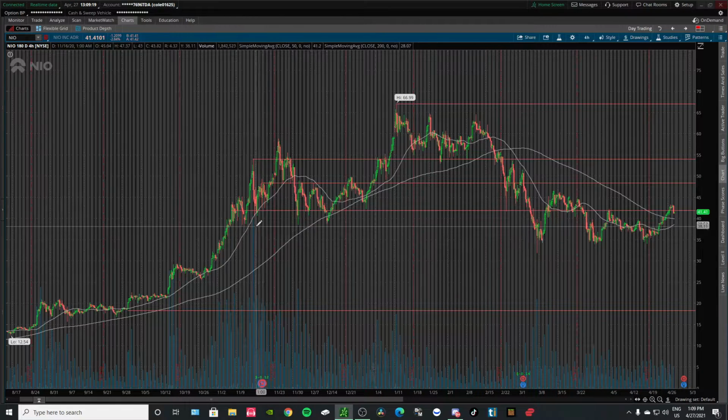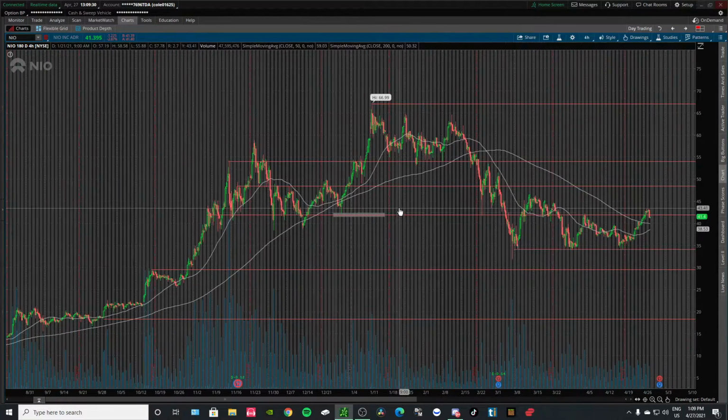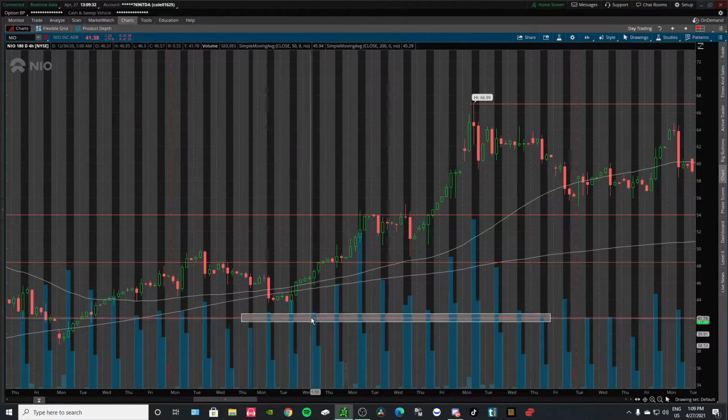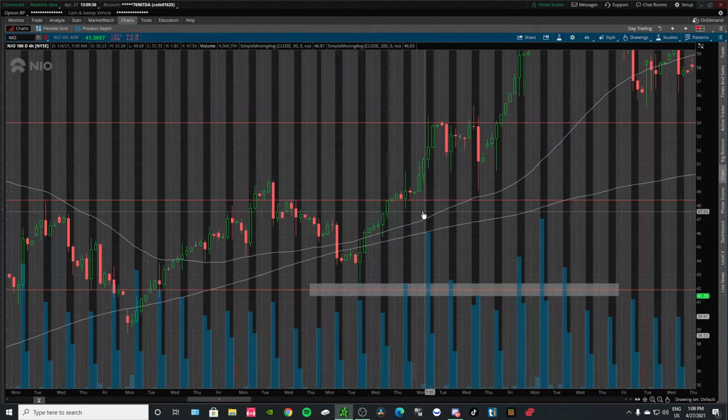And again, these support levels are just zones. They're not price levels. They're really a small zone like this. The price is just going to bounce around. Sometimes it'll go deeper in the zone, and sometimes you will see it right here as the support level.